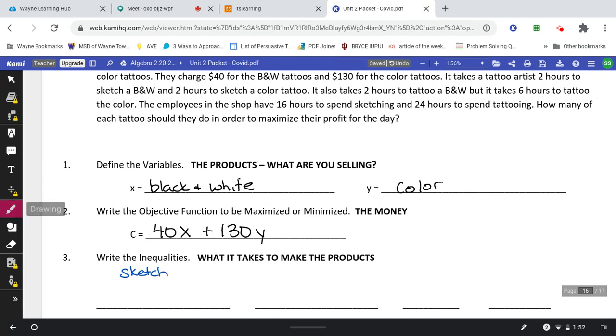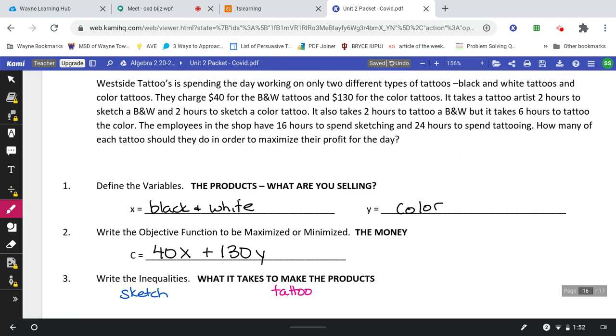And then the tattooing will be pink. All right, let's see if we can find all of our sketch numbers. It takes a tattoo artist 2 hours to sketch a black and white and 2 hours to sketch a color. All right, then they talk about tattooing. And then it says the employees have 16 hours to sketch.